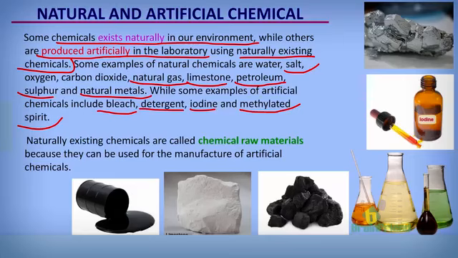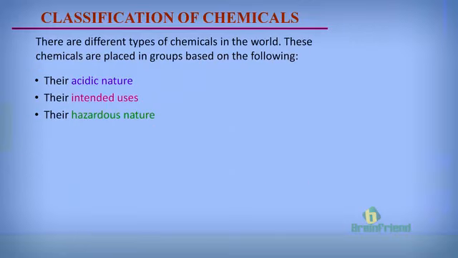Naturally existing chemicals are also called chemical raw materials. Why are they called so? It's because they are used for the manufacture of artificial chemicals. So when you hear of chemical raw materials, just know that you are referring to naturally existing chemicals.